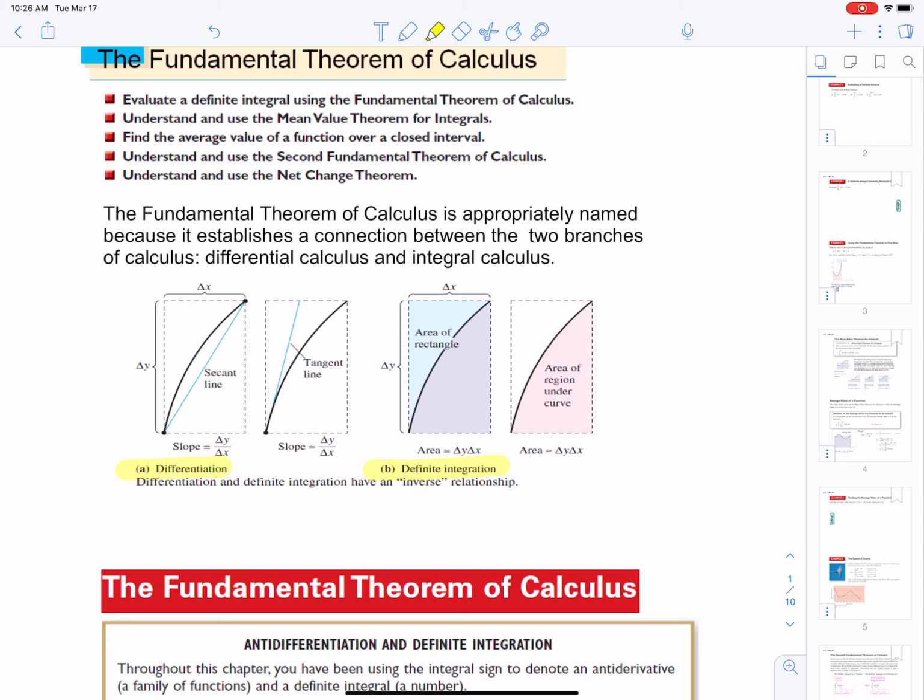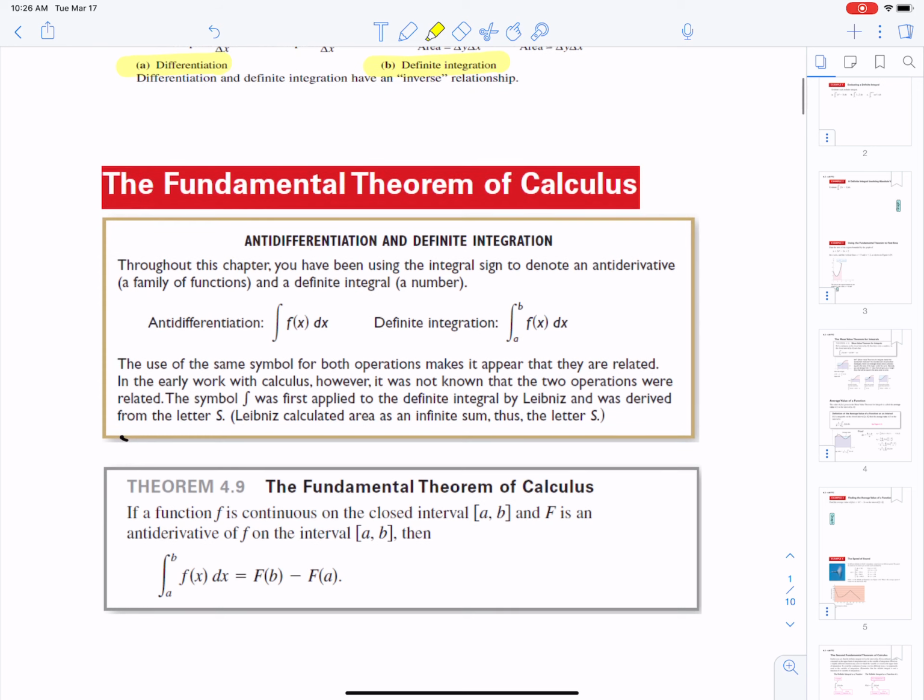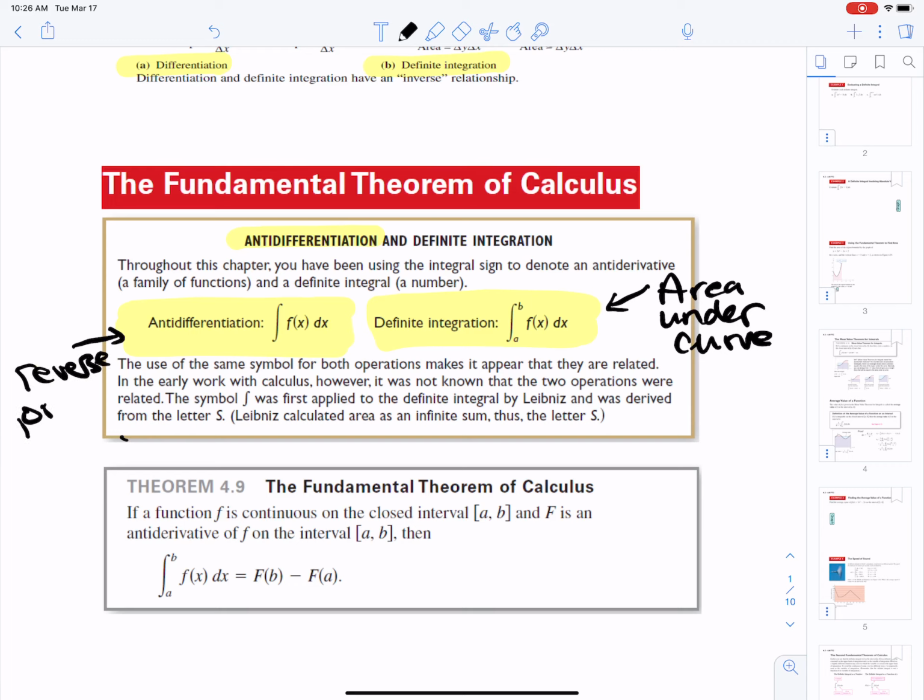We've already talked about the antiderivative, which is just the reverse process of a derivative. And now we're going to talk about a definite integration, which is referring to the area under the curve. So now I'm actually going to teach you how to find the definite integral algebraically. Okay, so again, anti-differentiation is just the reverse process of a derivative, and definite integration is just the concept of area under the curve. So this refers to area under curve, and this refers to reverse process of derivatives.